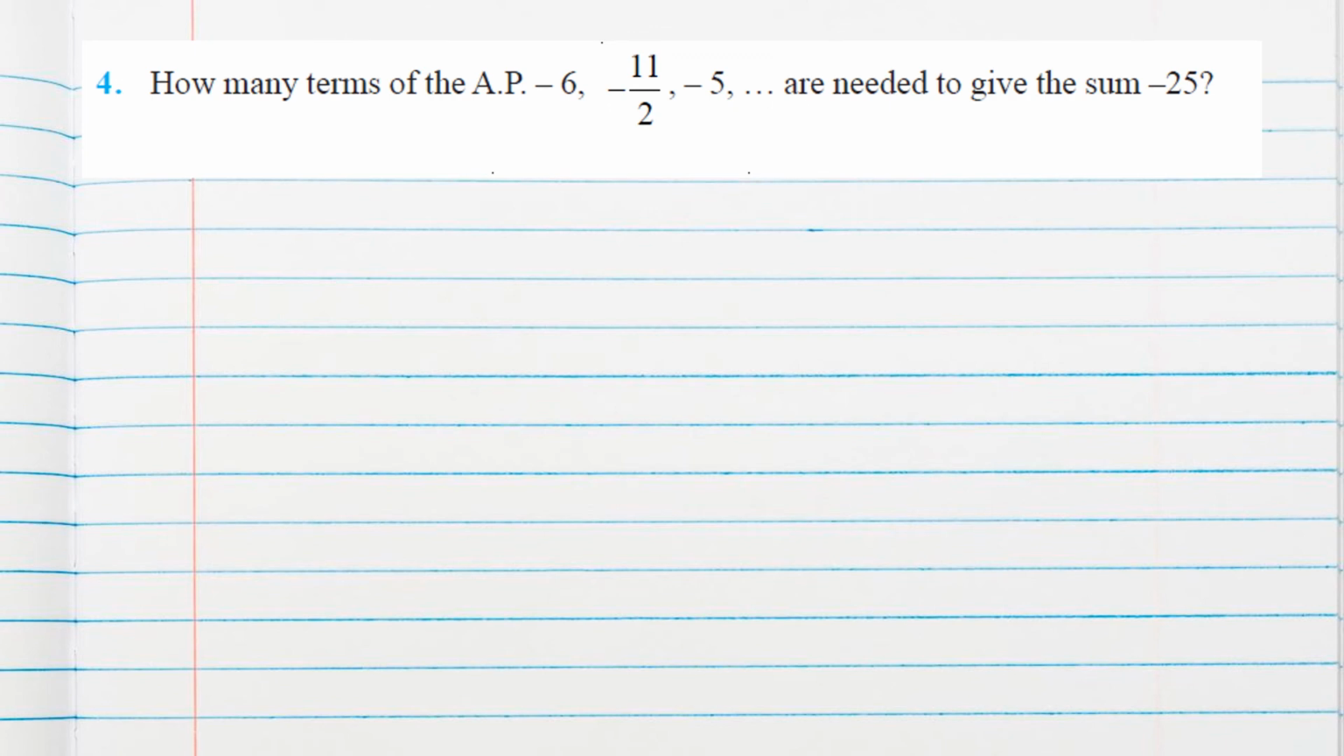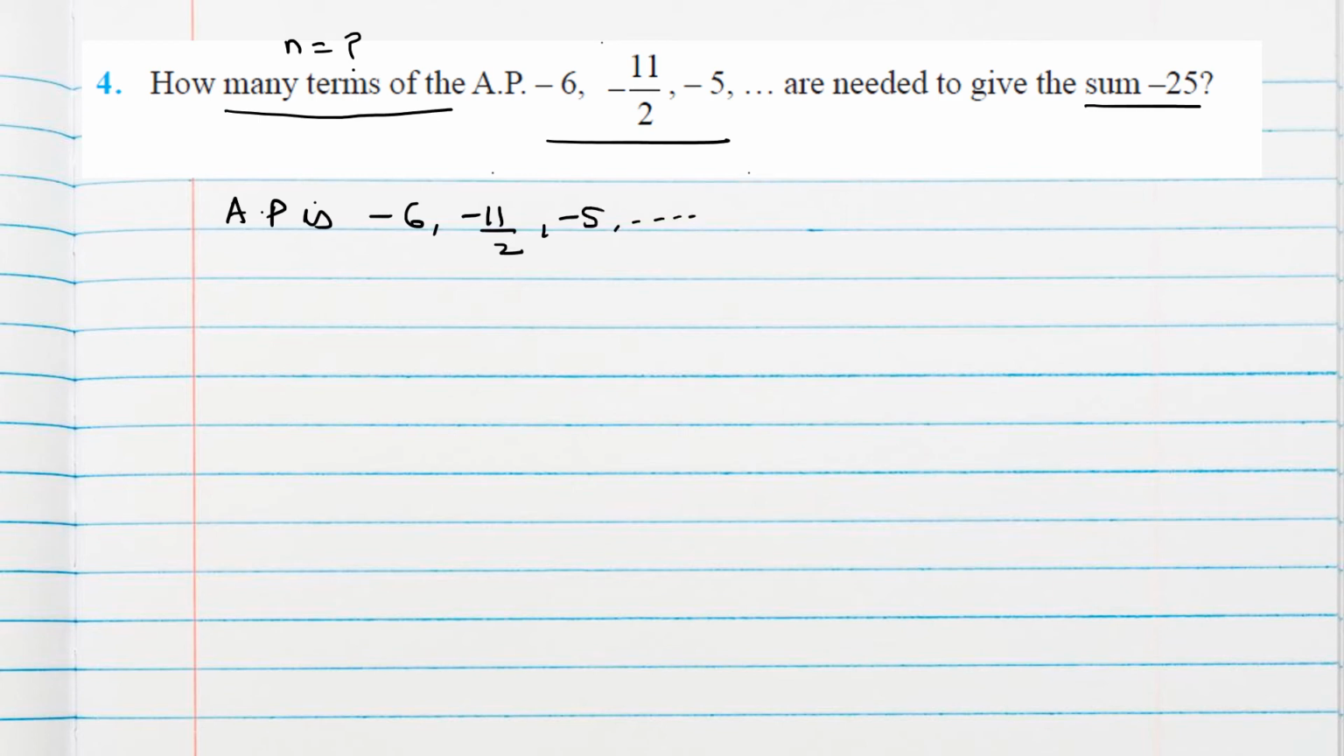How many terms of the AP? That means how many terms, n, we should find here. AP is given: minus 6, minus 11 by 2, minus 5. Okay, so from this AP we can find the A value, first term, and D value, needed to give this sum minus 25. The sum is also given.